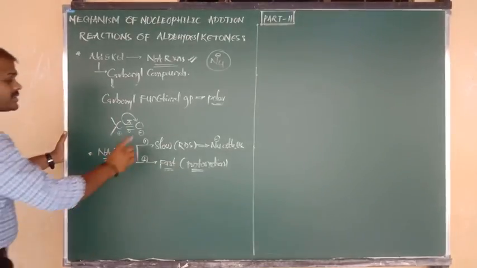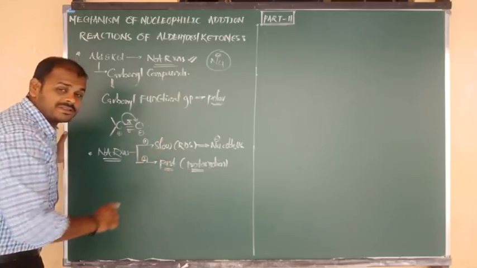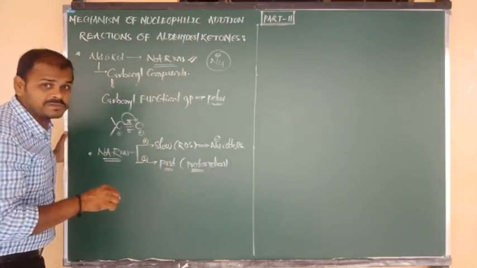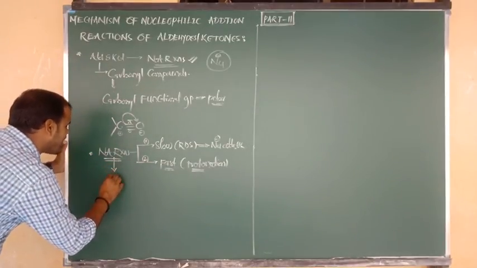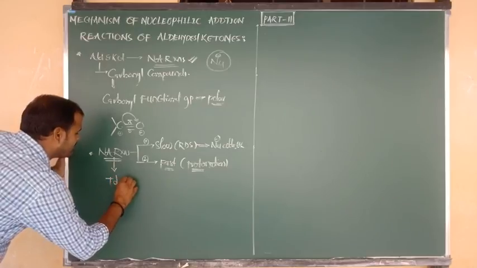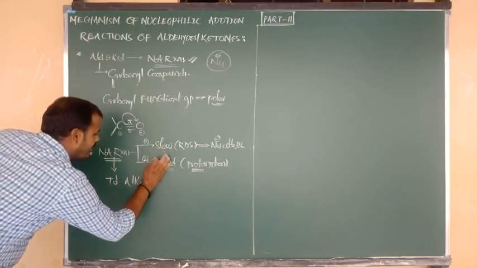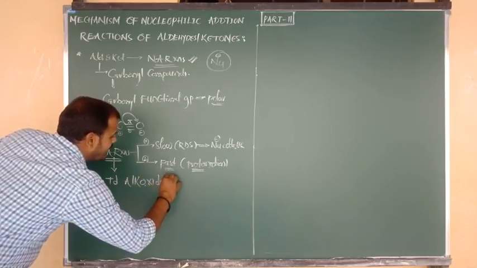Good. So here how many steps are there? Two steps are there now. One is a slow step, one more is nothing but a fast step. That means definitely in between the two steps there will be one intermediate. So what is the intermediate in this reaction? The intermediate is nothing but the tetrahedral alkoxide intermediate.